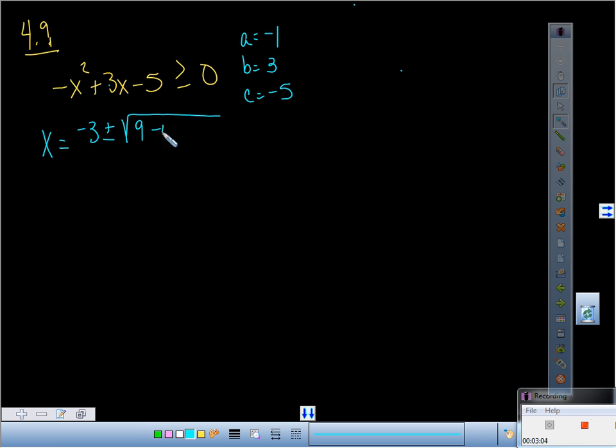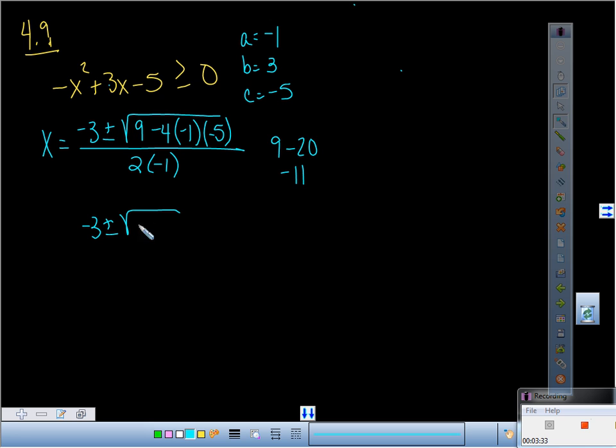Okay, minus 4 times A is negative 1, times C is negative 5, all over 2 times A is negative 1. Okay, so negative 3 plus or minus. Let's do this under here. 9. What do 3 negatives make? A negative. 4 times 5 is what? Oh. What's 9 minus 20? Negative 11. So what's my discriminant? Negative 11. Negative 11 is my discriminant.